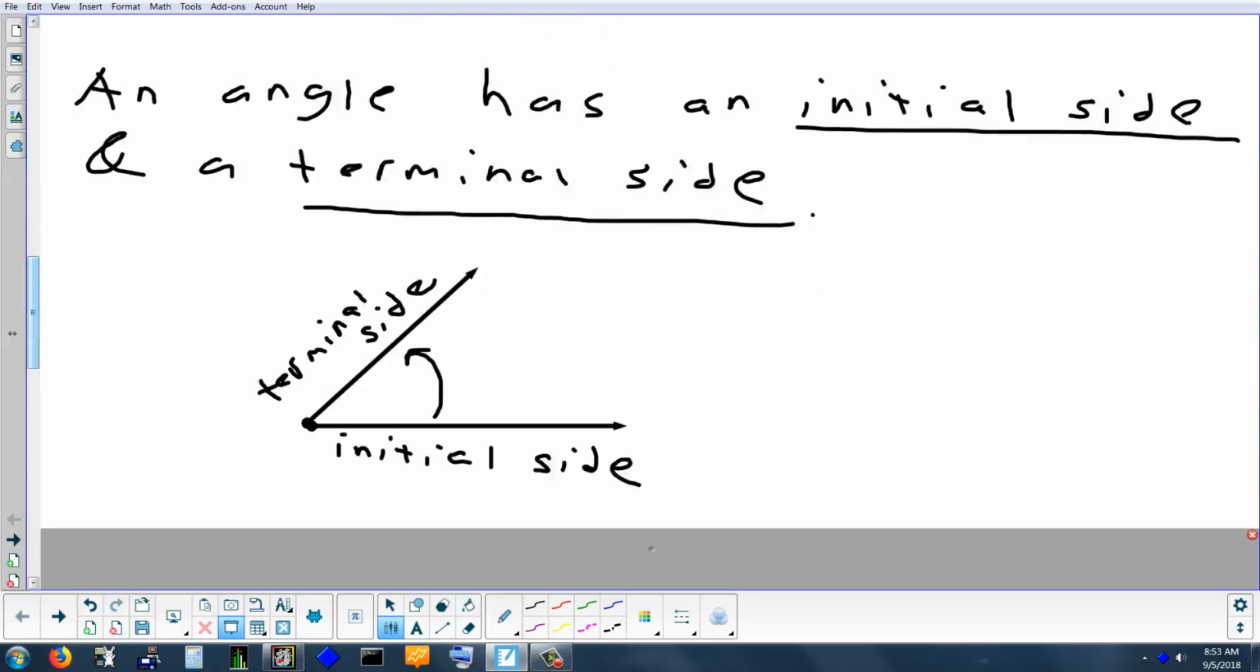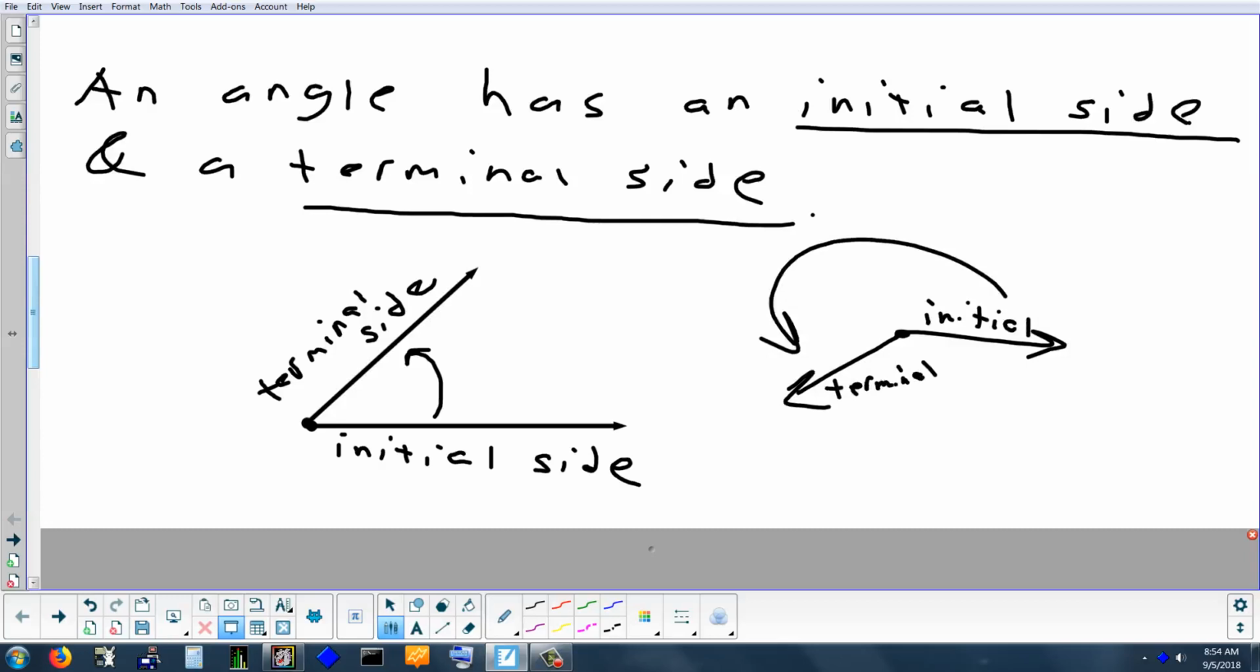And there's another picture right there. The way you figure it out is basically you rotate counterclockwise. You start at one side, and as you rotate counterclockwise, that's the terminal side. So if I drew something like this, this is initial. And then as I rotate around, I end up at the terminal. Any questions on that?